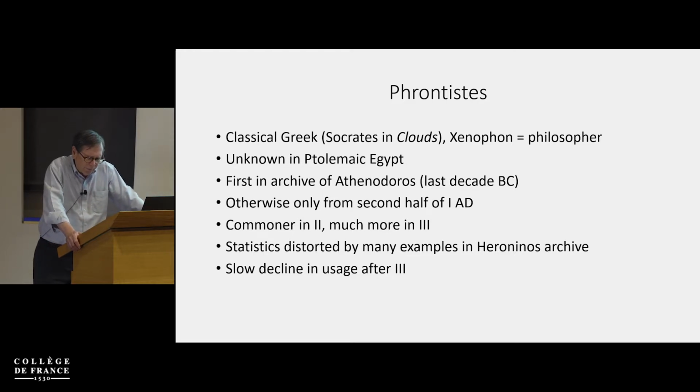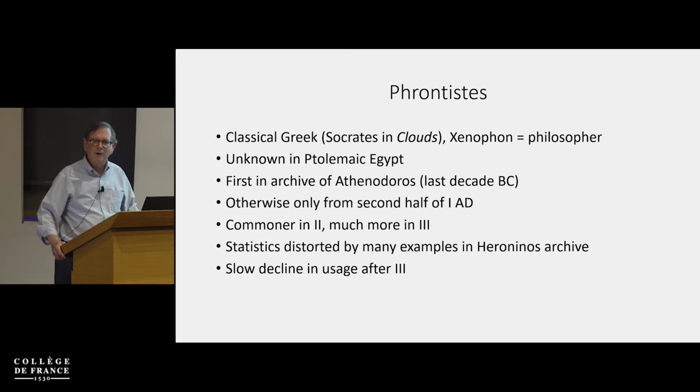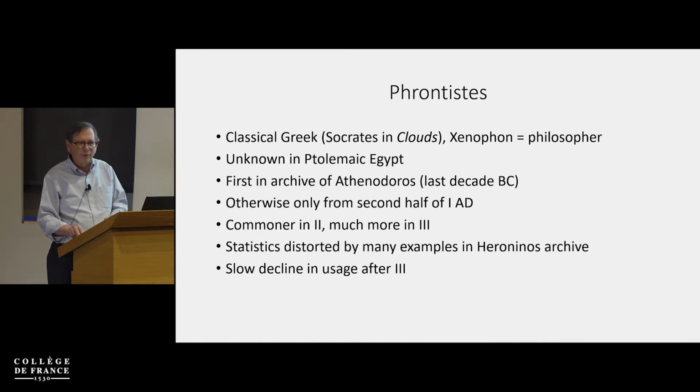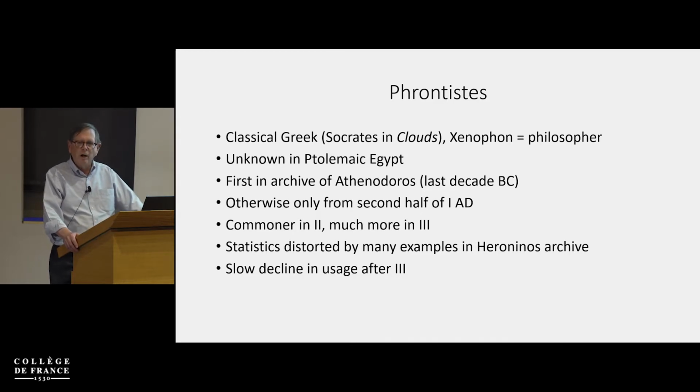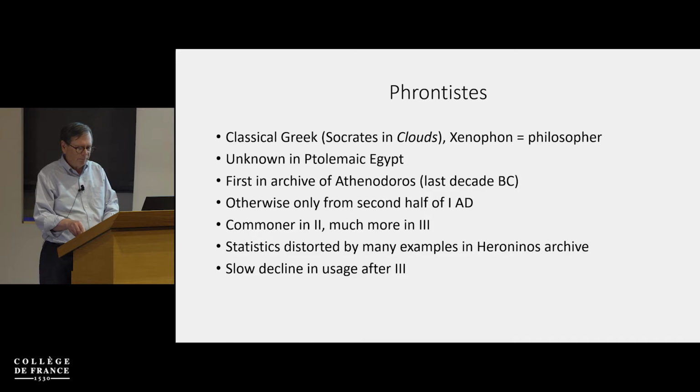The term frontistes is so familiar to anyone working with the papyri of Roman and Byzantine Egypt that it is initially surprising to discover that it was unknown in Ptolemaic Egypt. The word itself was, of course, not new. It is what Aristophanes calls Socrates in the Clouds, and Xenophon uses it for philosophers. But as an administrative term, it is unknown before its application to Athenodorus in the archive of his papers from the last decade BC, where it appears 3 times.